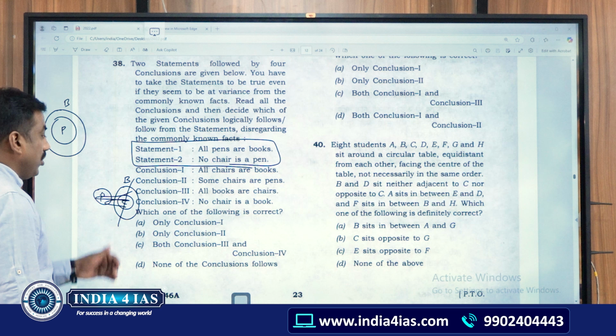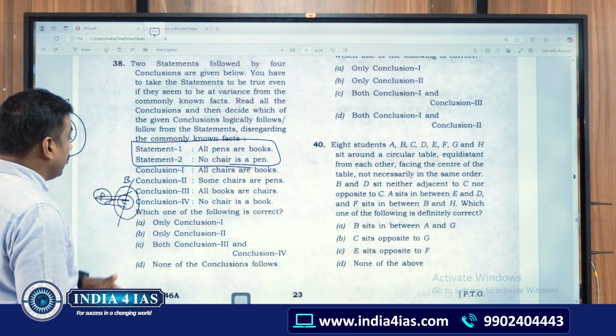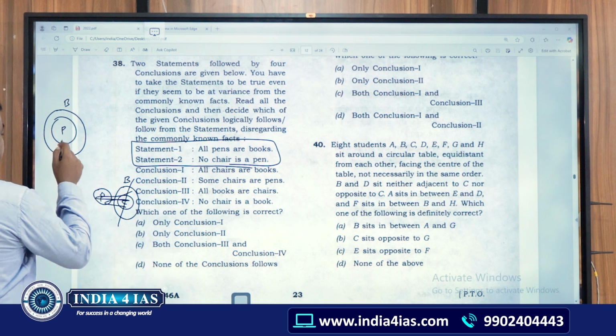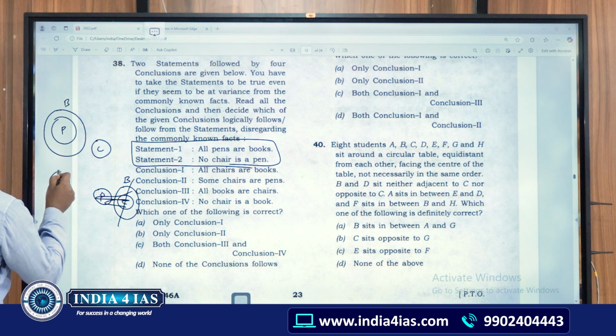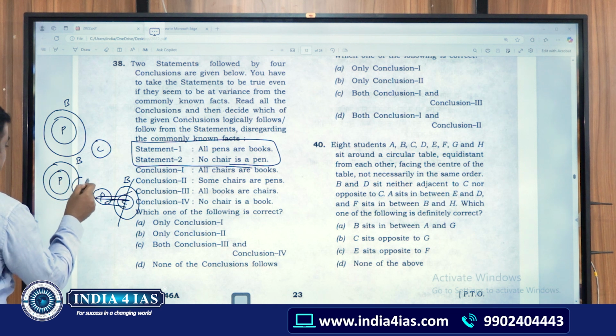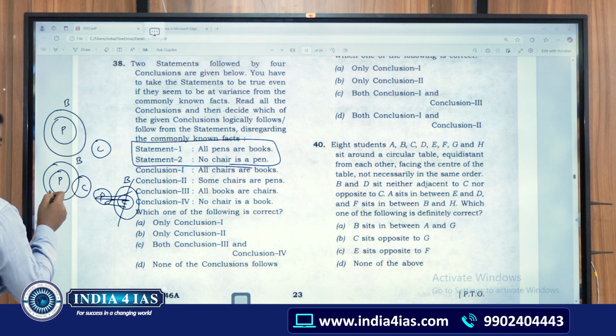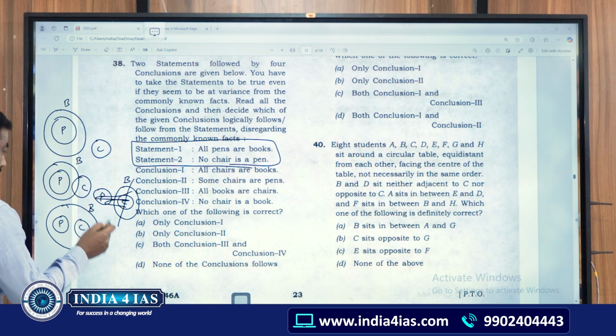So you have to be careful. Otherwise you will end up reading conclusion like me. So no chair is a pen. So chair has to be somewhere outside, or this is P, this is B, and this can make, but it should not coincide with P. Or this also is a possibility. P and C are distinct and B is over this. This is also a possibility.